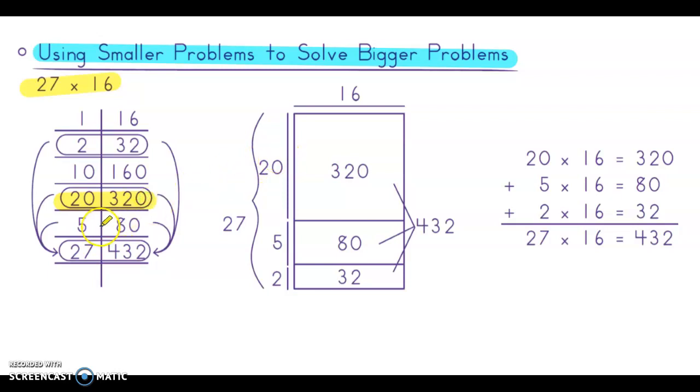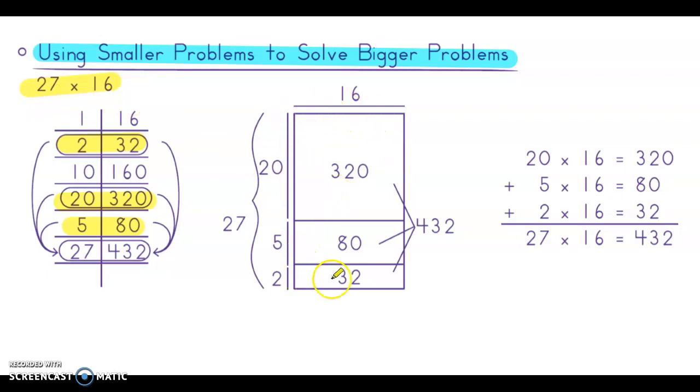The other way we can look at it is we know 10 groups of 16 is 160. If we cut that in half, we have our 5 groups of 16, which we already solved earlier, and that equals 80. So we're going to use that too. We're building up to that 27. So we have 20 and 5. I'm actually going to use 2 more to get us our total of 27. So those are the 3 smaller problems we're going to use to help us solve 27 times 16.